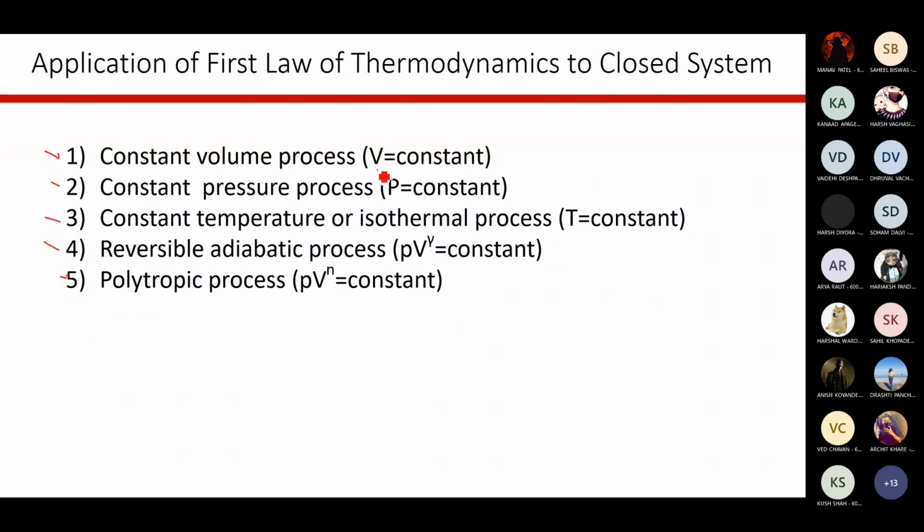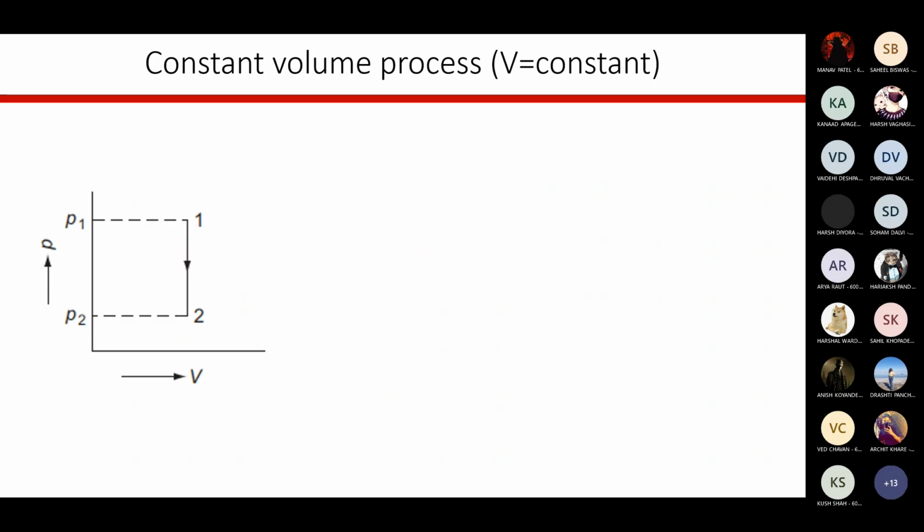The law of the process is written in the bracket. For constant volume process, V is equal to constant is the law of the process. Similarly, P is constant, T is constant, PV raised to gamma is constant, and PV raised to n is constant. So all these are nothing but the laws of those respective processes, right? So let us take the first process, constant volume process. Now we'll learn how to apply the first law for this particular process.